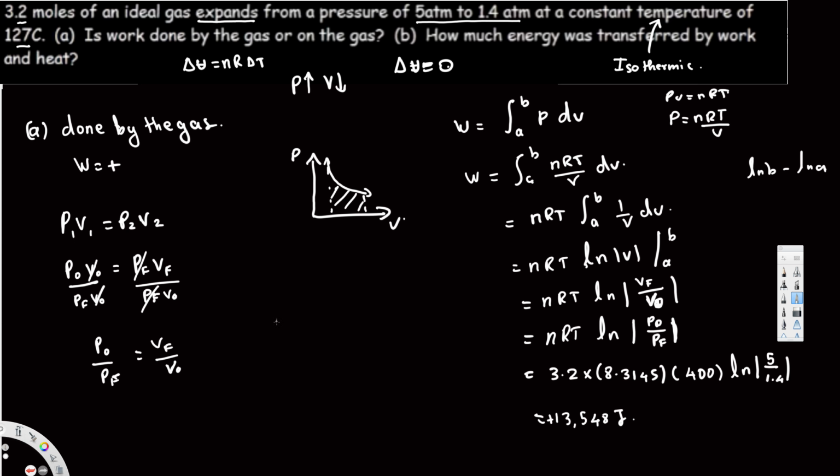Therefore, we know that the heat equation is Q is equal to W plus delta U. Since delta U is equal to 0, Q is going to be equal to W. Therefore the heat is also going to be the same as the work. Heat is also equal to 13,548 joules. And that is the answer for the B part. Both of them are B part.